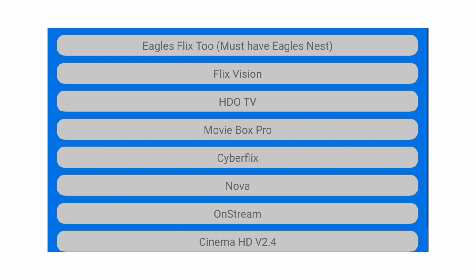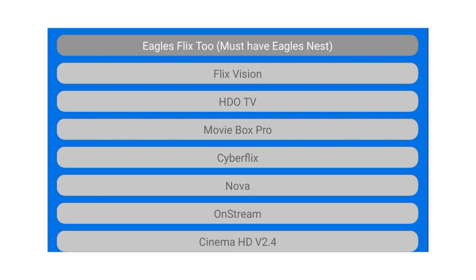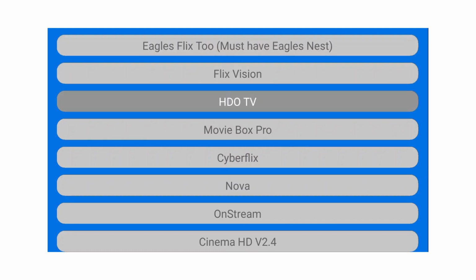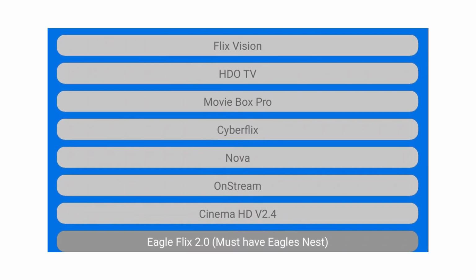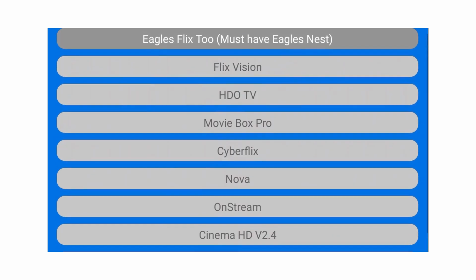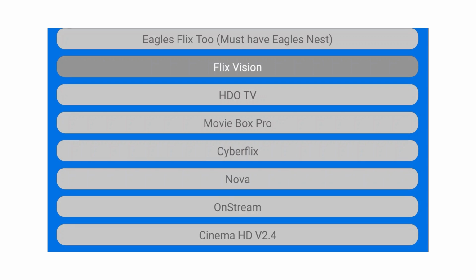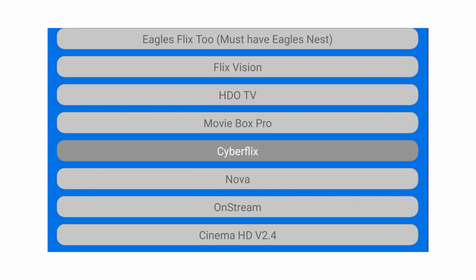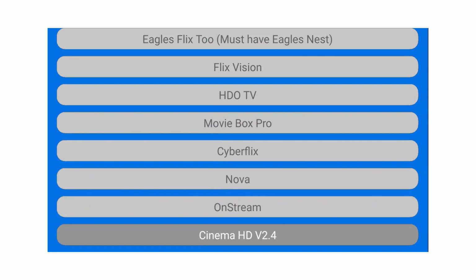We have VOD apps, which are video on demand. So up top we have EagleFlix 2. And down the bottom we have EagleFlix 2.0. Both of those you will need a subscription to the Eagle's Nest. So if you have that subscription, feel free to download them and you can use your credentials for Eagle Streams to log into either one of them. We have FlixVision, HDO, MovieBox, CyberFlix Nova, OnStream, and Cinema HD version 2.4.